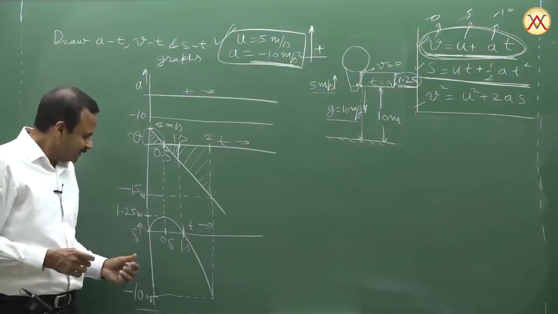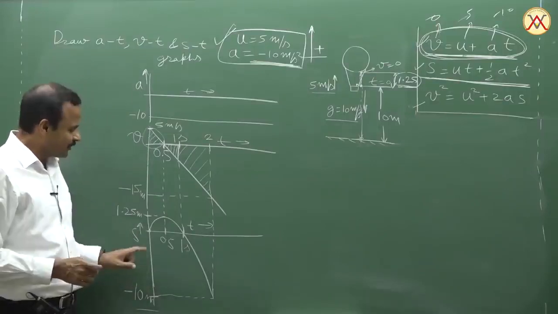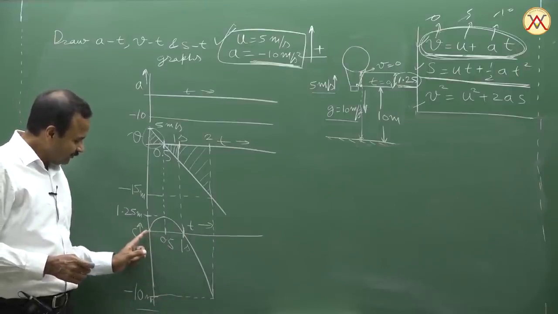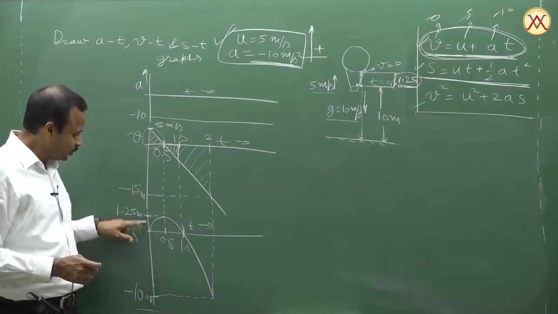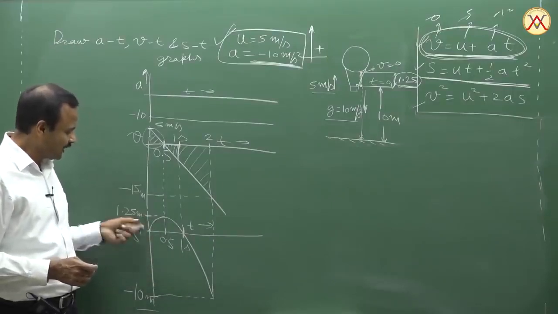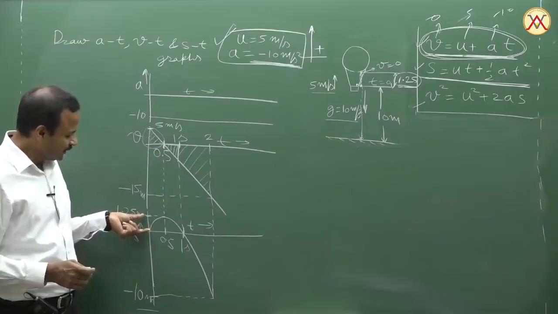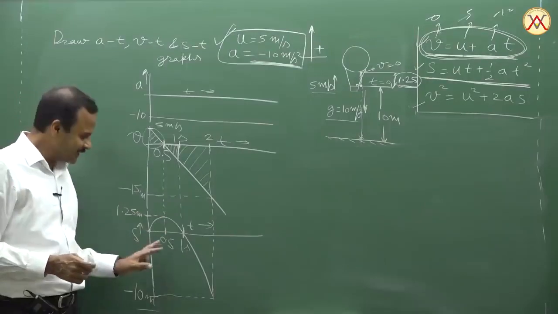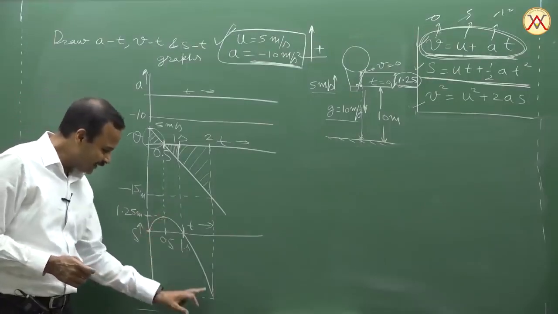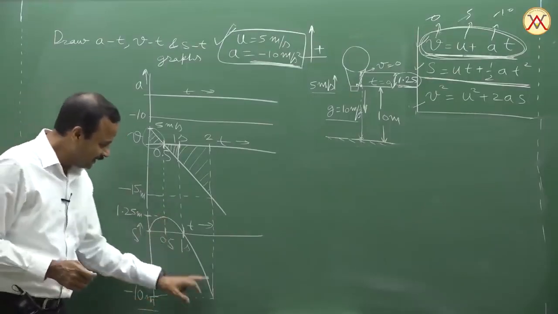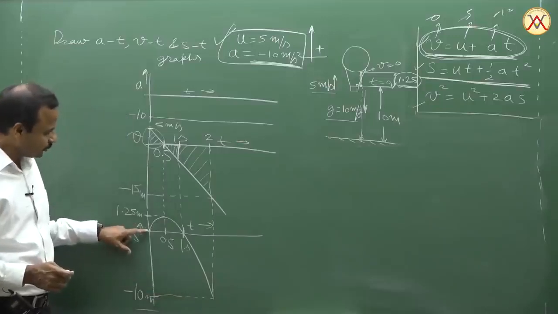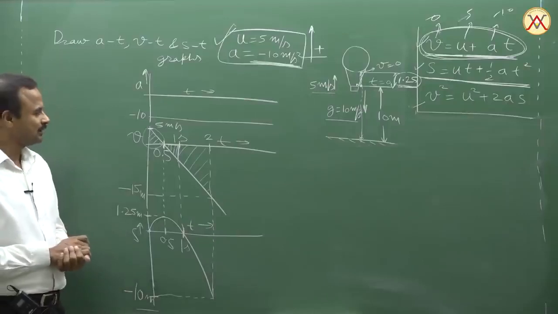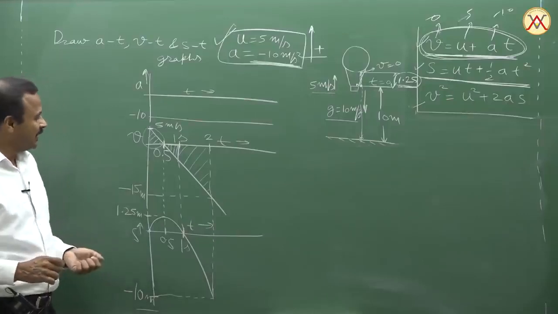How to get distance from this ST graph? See, you have to look at the graph completely. First, it is going up from 0 to 1.25. So that is a positive distance traveled for 0 to 0.5 seconds. And after that, it comes down a distance of 11.25. So you have to add 1.25 and 11.25 to get the total distance traveled from this graph.